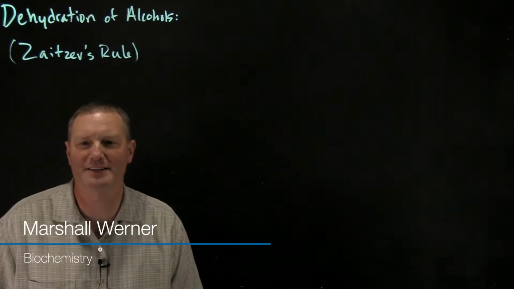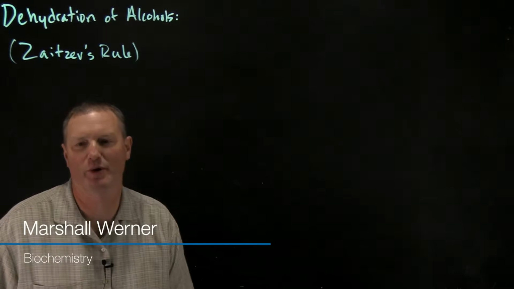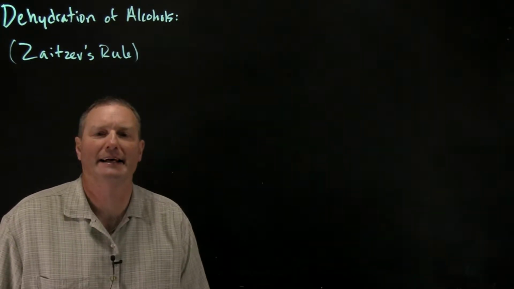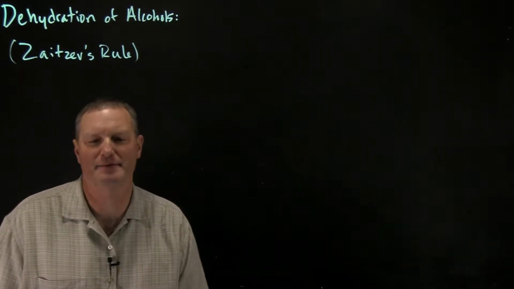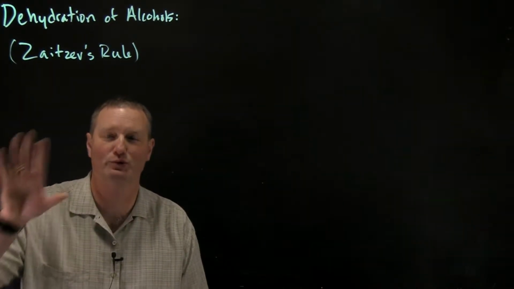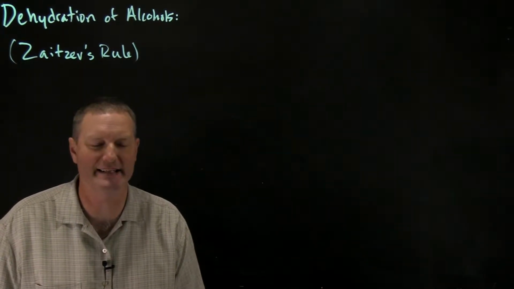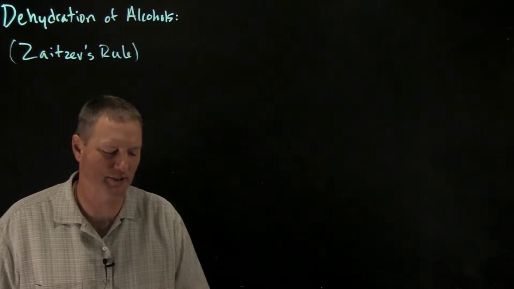Hi guys, today we're going to talk about dehydration of alcohols. This is a really important reaction that alcohols can undergo. And basically, the way that you think about these types of reactions can be summarized by this rule named after a Russian chemist from the late 1800s. His name was Zaitsev. We'll get into his rule here in just a minute.